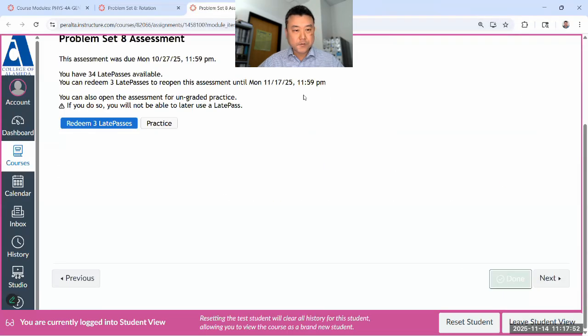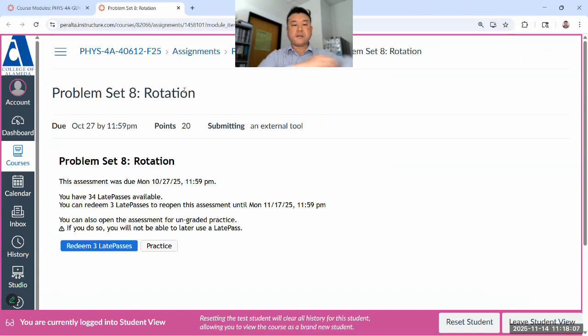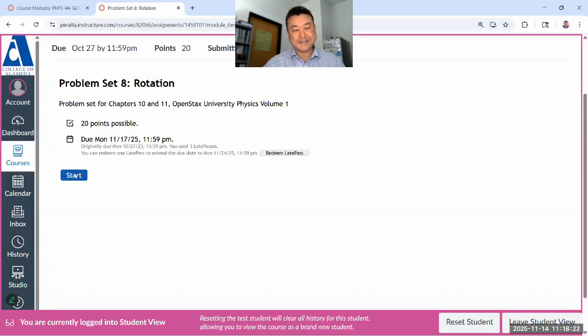All right, I'm doing this for the next one, problem set 9, that we'll be accessing. I think 8, 9, and 10 is what I need to do. Rotation. Yeah, 9 is the... 8, 9, and 10. So rotation I haven't done at all. Something that's this far back, I could redeem 3 light passes. Let's do that. I think I've displayed the practice mode before. So let's redeem 3 light passes.